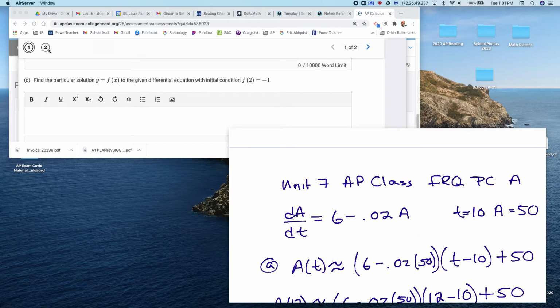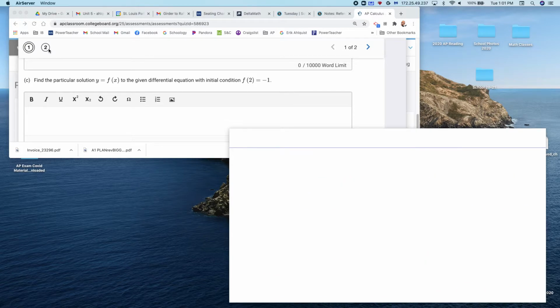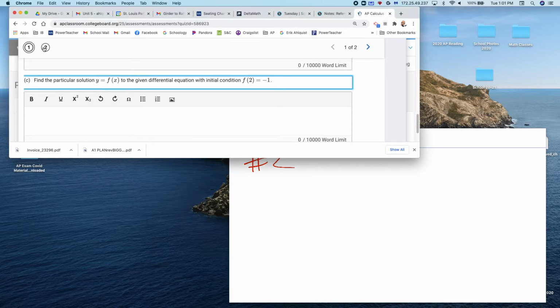Sorry, I didn't know I had all this in there. Clear this page. This was yesterday's work. So number 2. I go to question number 2.